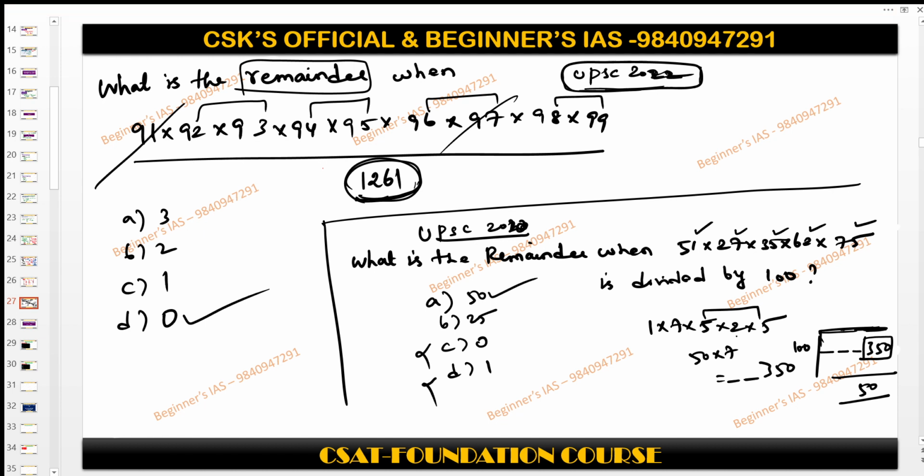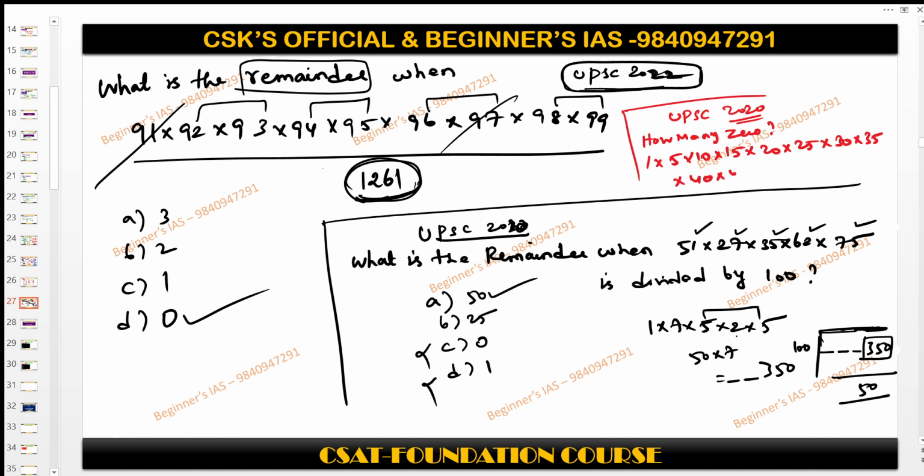I will give you one last question of this day. Okay, listen. This was also asked in UPSC 2020. With this we will wind up. How many zeros are in the expression 1 into 5 into 10 into 15 into 20 into 25 into 30 into 35 into 40 into 45 into 50 into 55 into 60? Find the answer for this one.